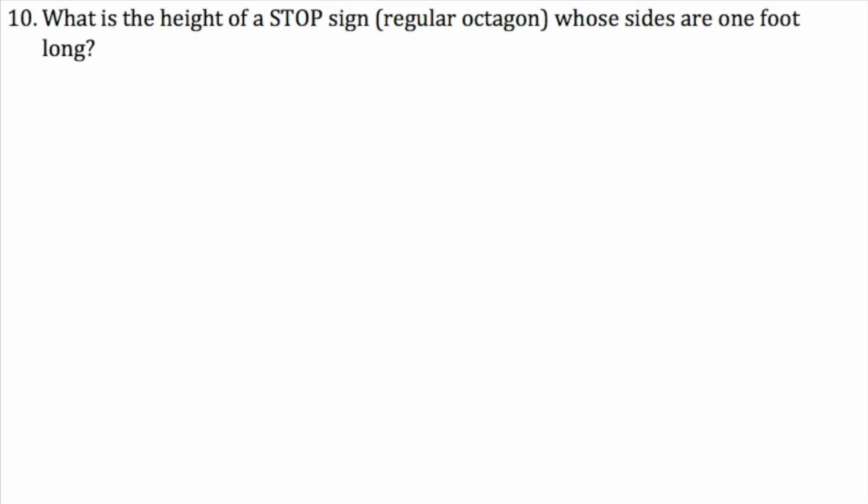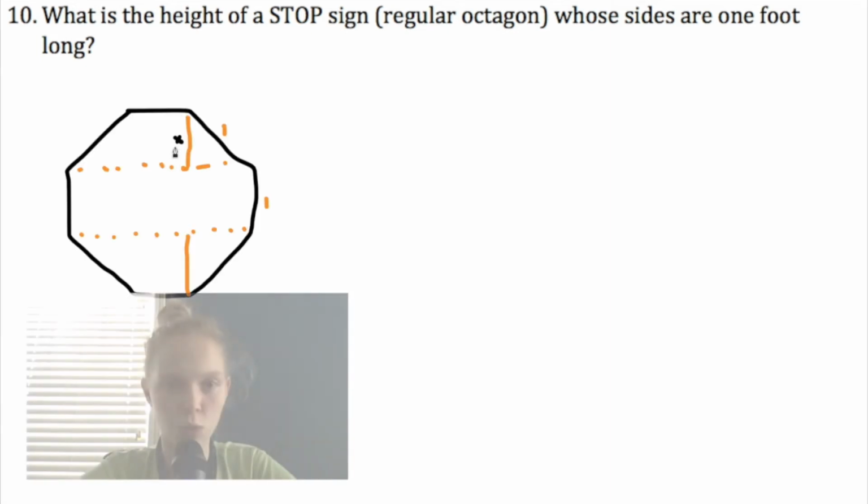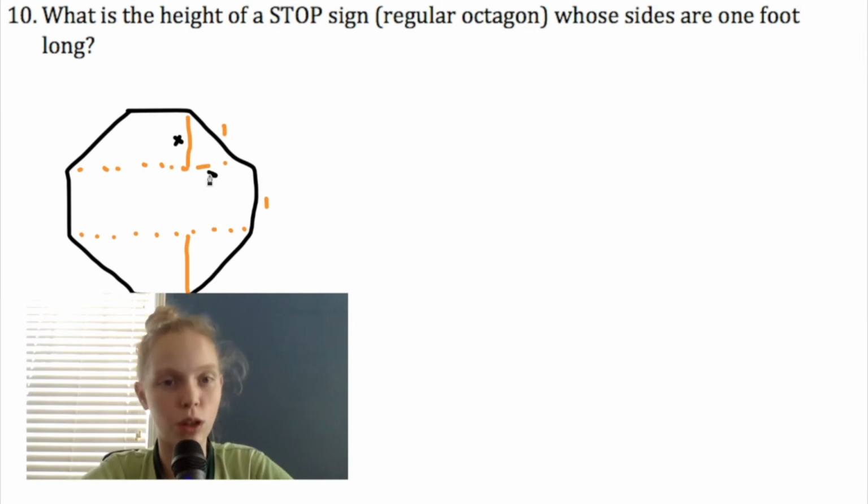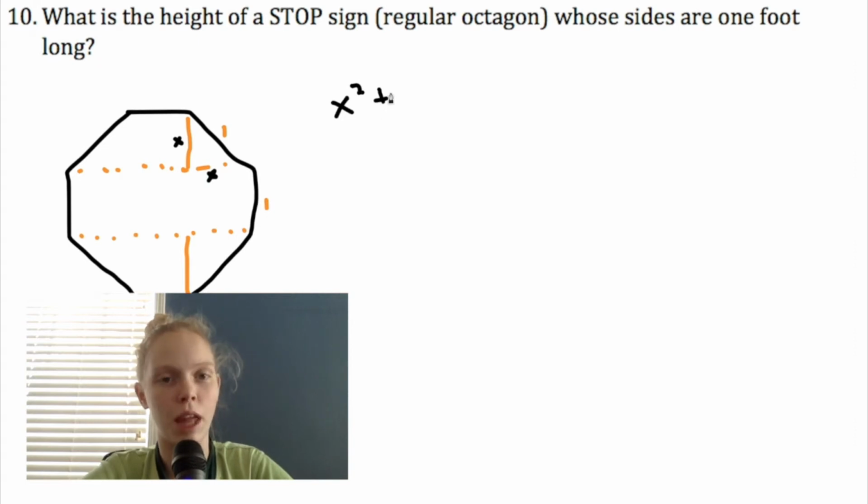So we're going to move on to problem number 10. Question number 10 asks, what is the height of a stop sign whose sides are 1 foot long? And a stop sign is just the shape of a regular octagon. So I've started off with a little diagram, and if we look at the little triangle in the upper right, we can use the Pythagorean theorem on that.